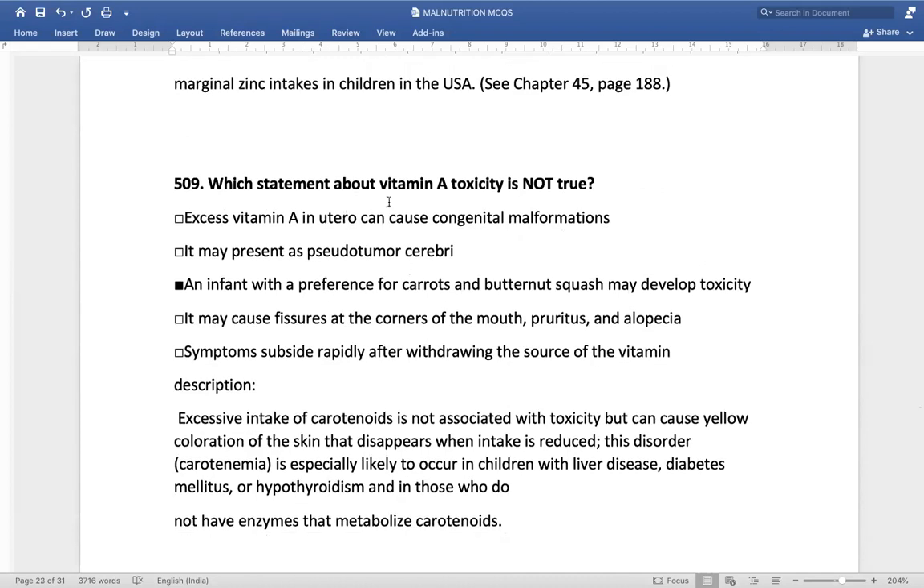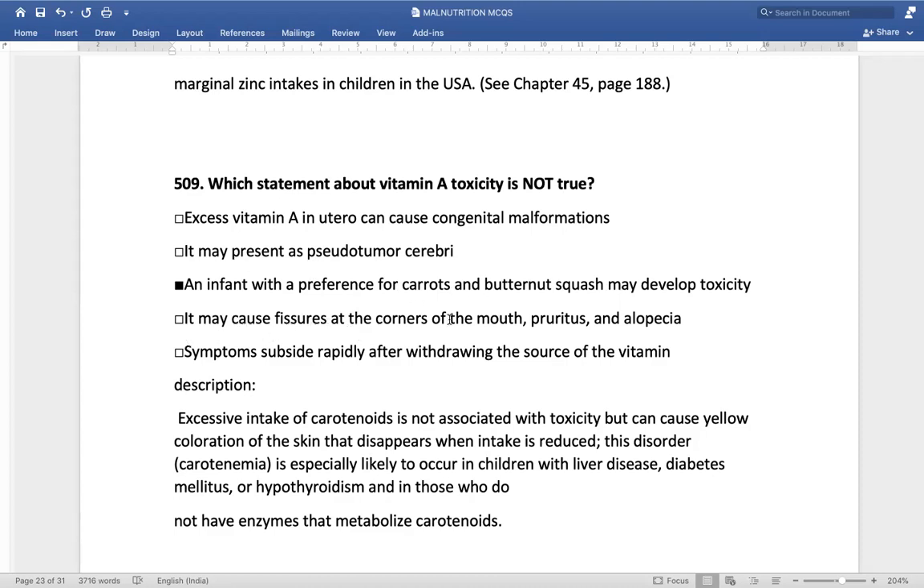Which of the following statements is not true about vitamin A toxicity? Excess vitamin A in utero can cause congenital malformations. Definitely it is right. And it may present as pseudotumor cerebri, which is also true. That is, it may cause benign intracranial hypertension. An infant with preference for carrots and butternut squash may develop toxicity. We will come to it.